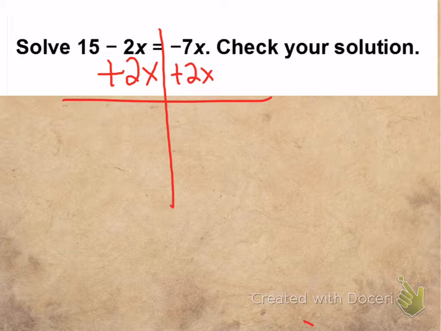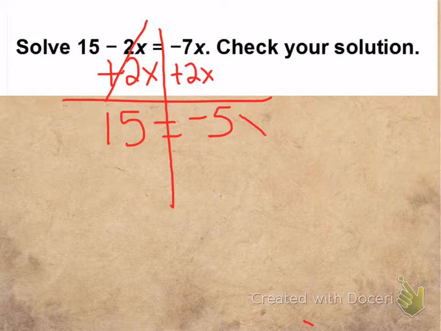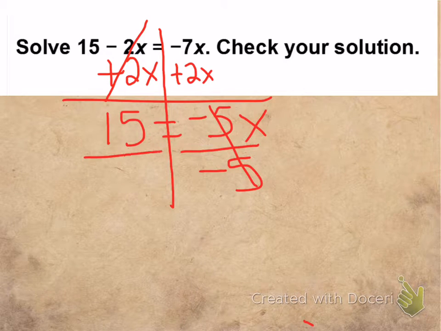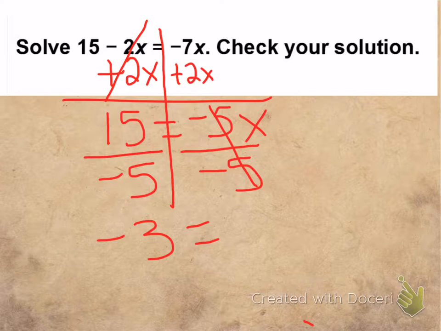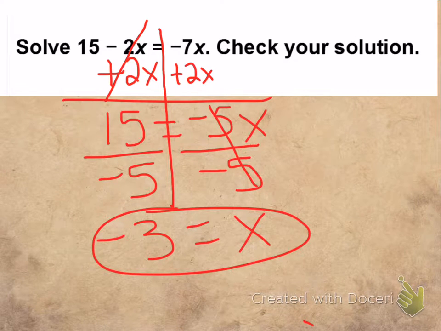So negative 2x plus 2x cancels out. So now I'm left with 15 equals negative 7 plus 2 is negative 5x. Now I divide by negative 5. So it's negative 3 equals x. And then you can plug it in to see if you're correct.